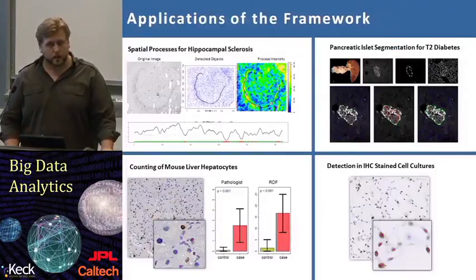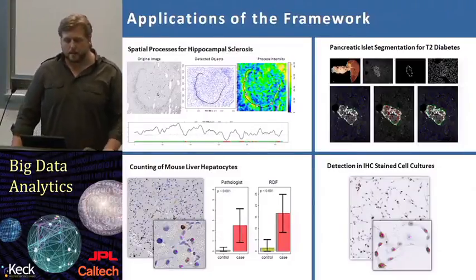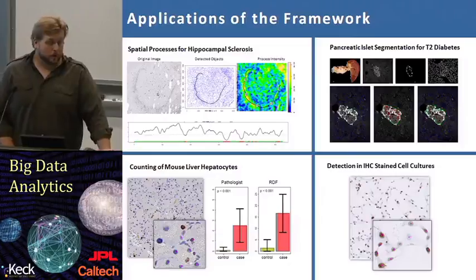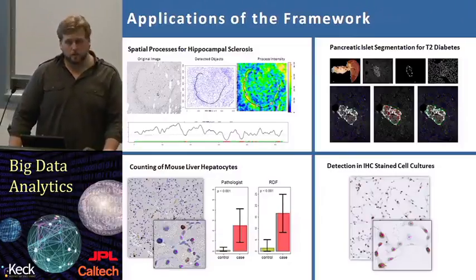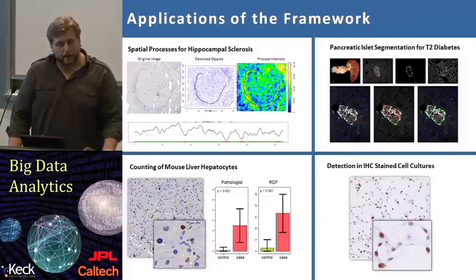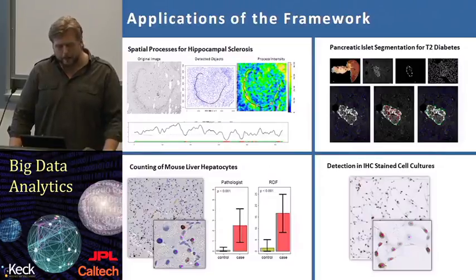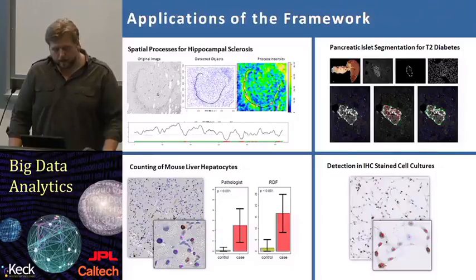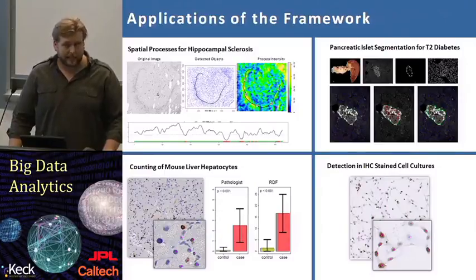The same procedure, in the meanwhile, has been applied to a lot of different domains, starting as a precursor for inferring spatial point processes in neuron brain imagery, top left, for pancreatic segmentation for type 2 diabetes, top right, for mouse liver hepatocyte detection on the bottom left, or also for detection and classification in cell cultures.